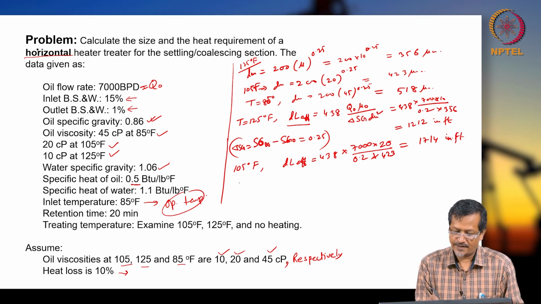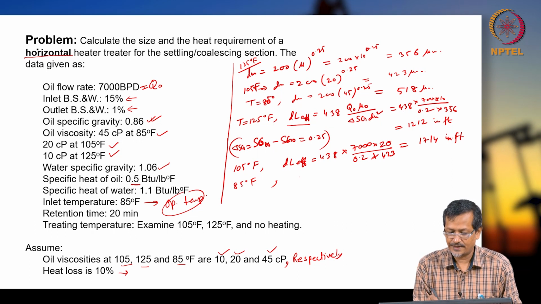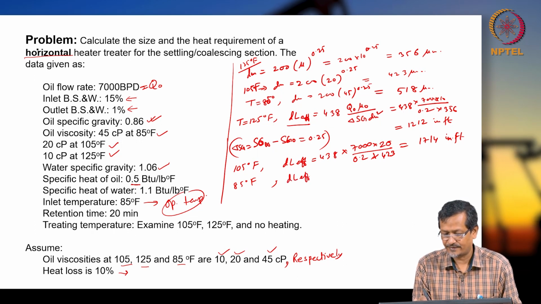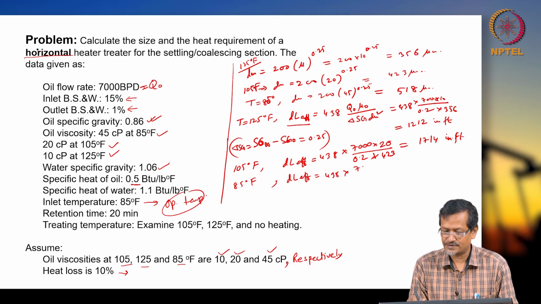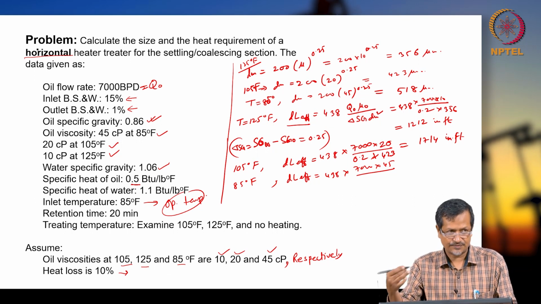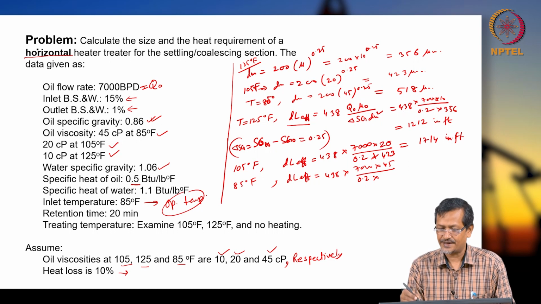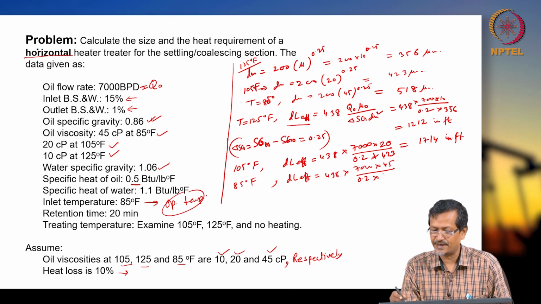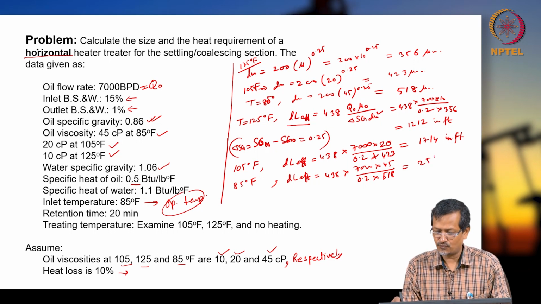And if I calculate for 85 degree, d Leff effective length, this will be 438 into 7000 again into 45, because viscosity will be higher, 0.25. You are not changing delta Sg; dm changed actually, if you see, it became 518. So this value will be coming 2571 inch feet.